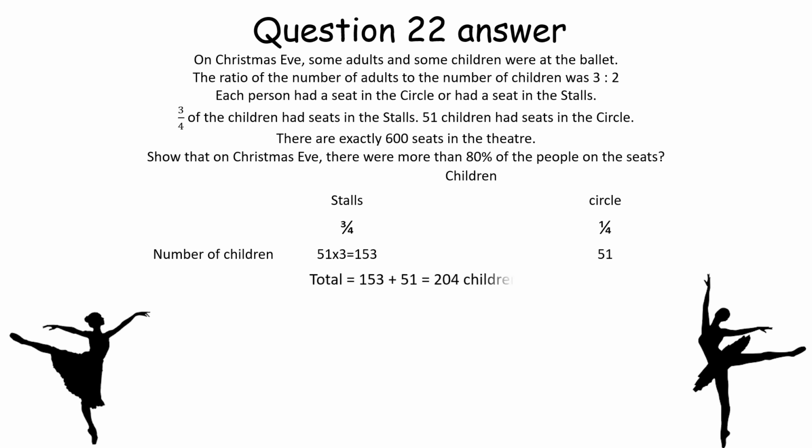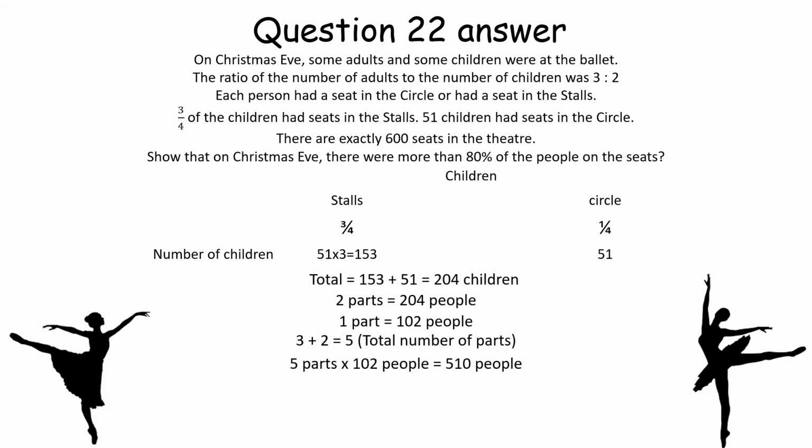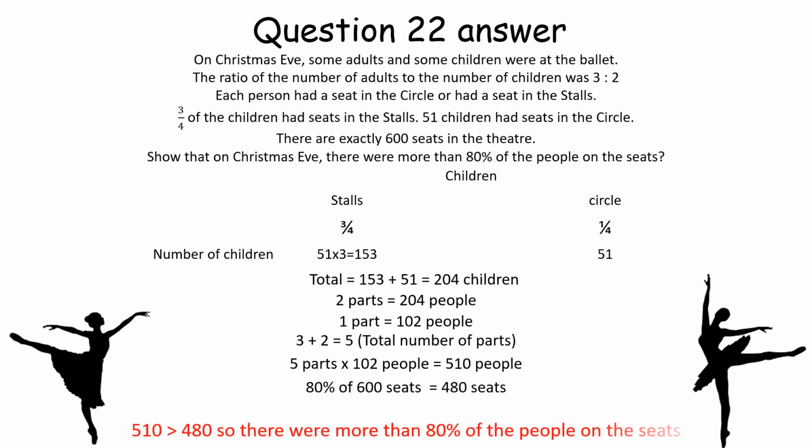As 2 parts equals 204 people, that means 1 part is 102 people. The ratio of adults to children was 3:2, and the total number of parts is 5. Therefore, 102 people times 5 is a total of 510 people that was seated at the ballet. 80% of the 600 seats is 480 seats, so we can see that 30 people more than the 80% of seats in the theatre were seated.